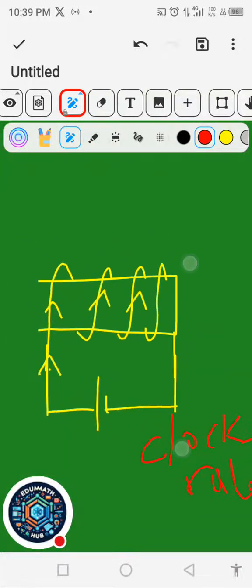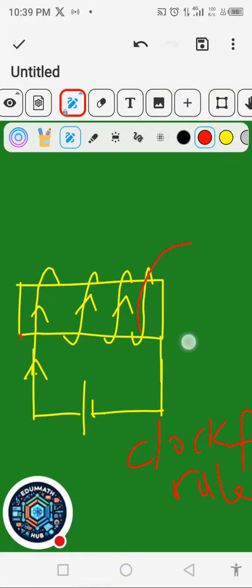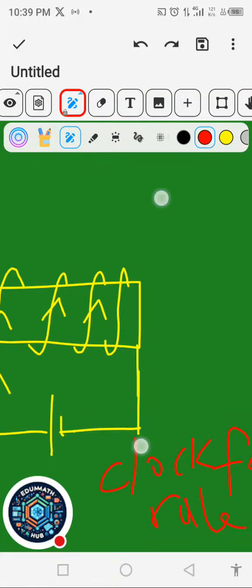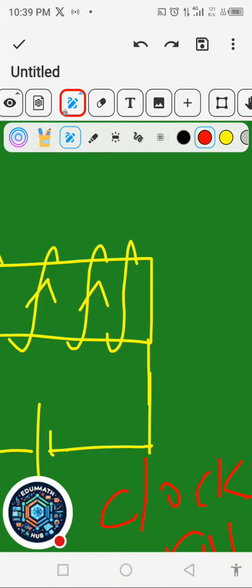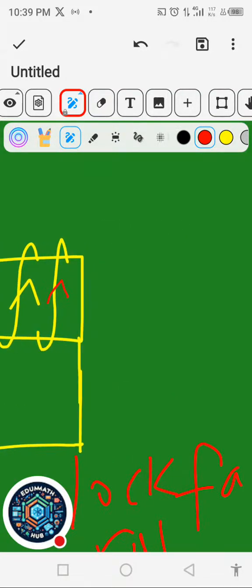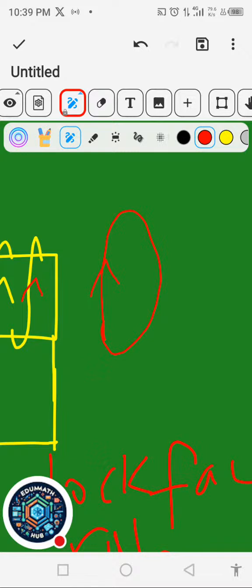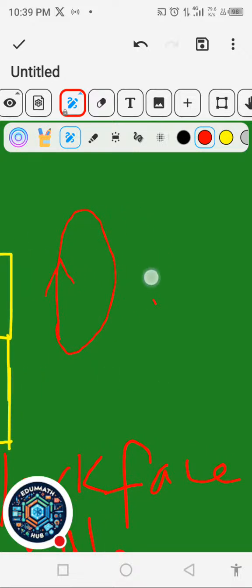So just look at this bar here. Let me do it for this right hand side so you get it better. Let me zoom it very well. You can see the current here is going up. If you form a circle at this point, it will look like this, and the current is going up. Now this direction here is a clockwise direction. This is how the clock moves.